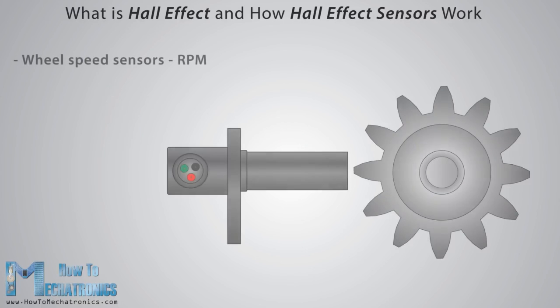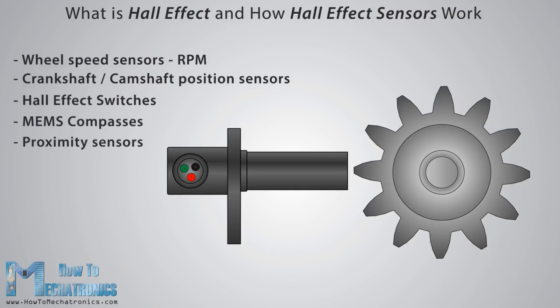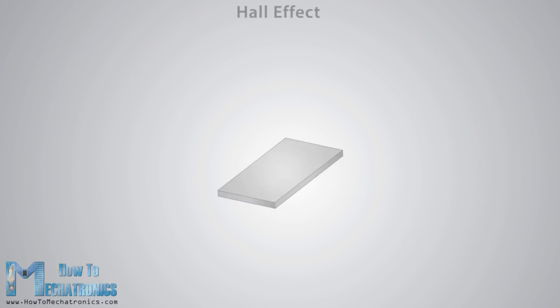For example, they can be found in vehicles as wheel speed sensors, as well as crankshaft or camshaft position sensors. Also, they are often used as switches, MEMS compasses, proximity sensors, and so on. Now we will go through some of these sensors and see how they work, but first let's explain what is the Hall effect. Here's the experiment that explains the Hall effect.